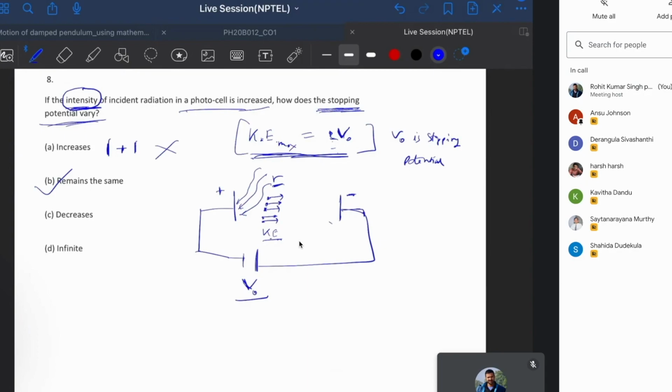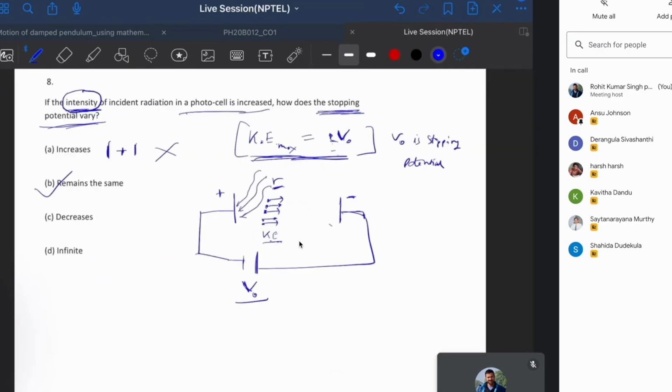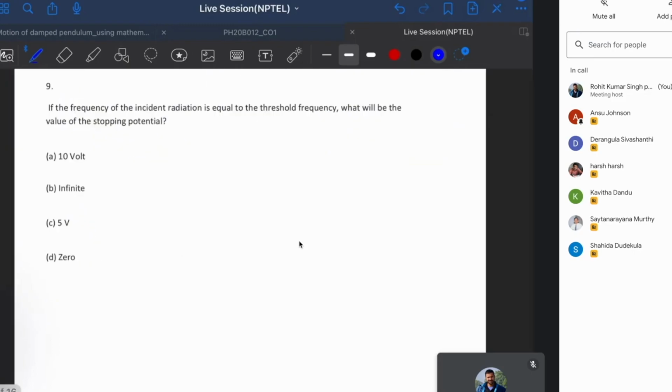So yeah, these are the strange things about the photoelectric effect. So you should remember this. There will be questions like this in the exam. Okay, so yeah, think about this a little bit more.